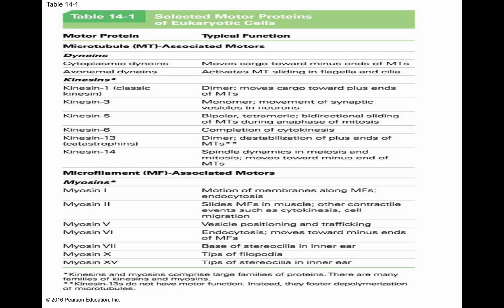There's a bunch of them. So there are dyneins. These are individual genes that code for different proteins that are related to each other, called dyneins. They move toward the minus end of microtubules. And kinesins, there's a whole bunch of different kinds of them. They move toward the plus end of microtubules. And then there's microfilament associated motors, which are types of myosin. And this is more what you're familiar with if you're familiar with how muscle cells work.